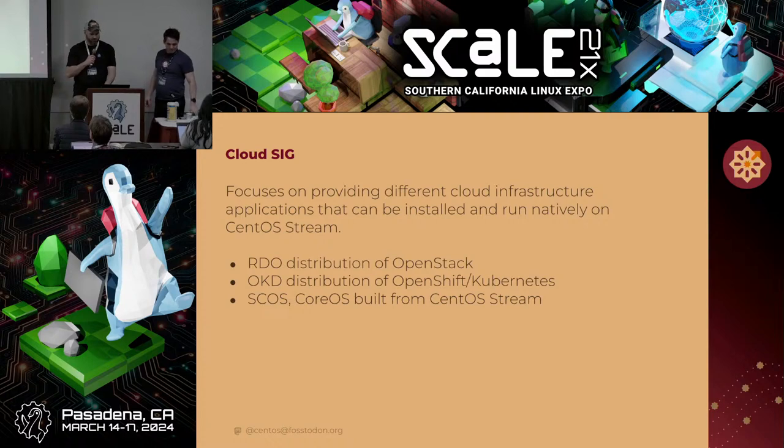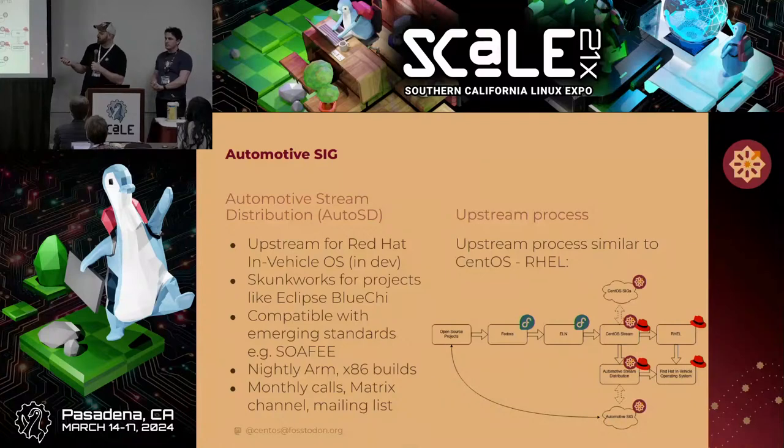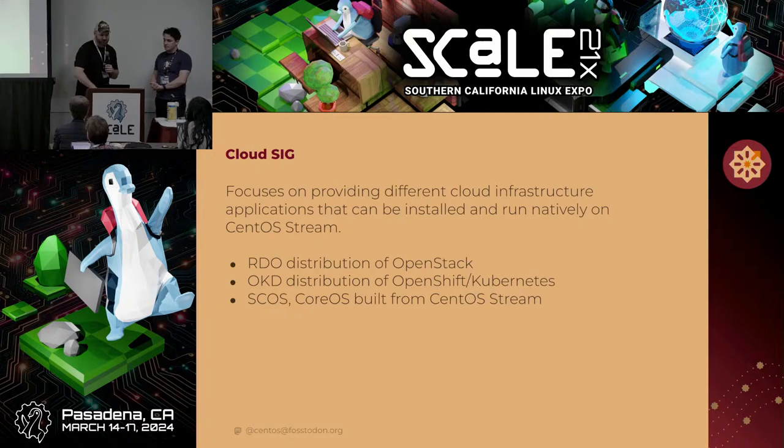One little parallel there I want to point out. For the automotive SIG, what they tell you a lot of times is that AutoSD, CentOS Stream Automotive Edition, or whatever you want to call it, is to CentOS as Red Hat in-vehicle operating system is to RHEL. So there's a parallel there. That is similar to, we don't have the diagram here, that SCOS, Stream CoreOS, is to CentOS Stream as Red Hat CoreOS is to RHEL. So it's the different variants of it, essentially. Minor detail.